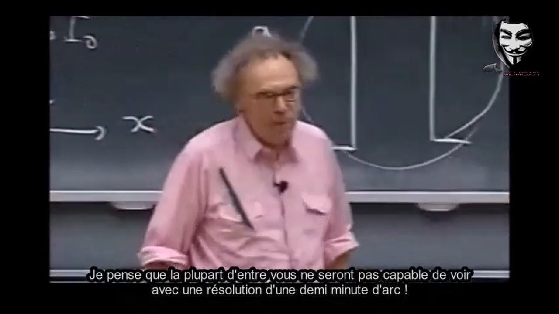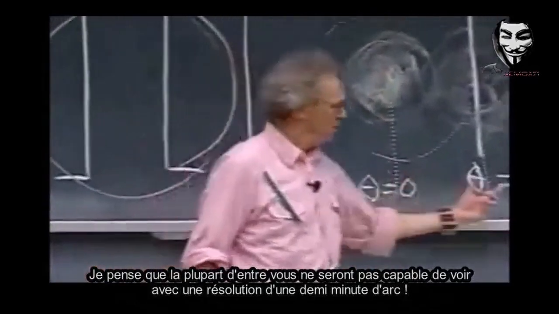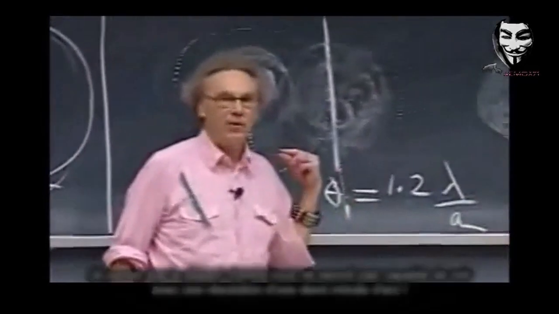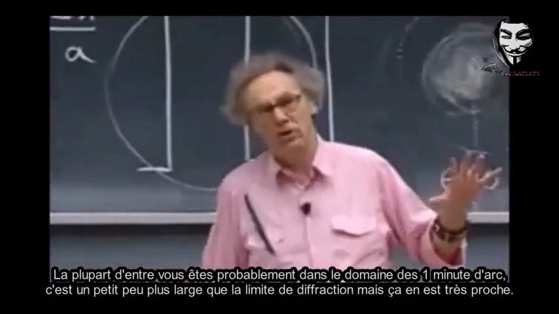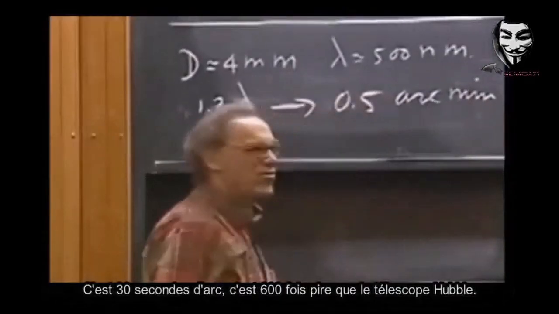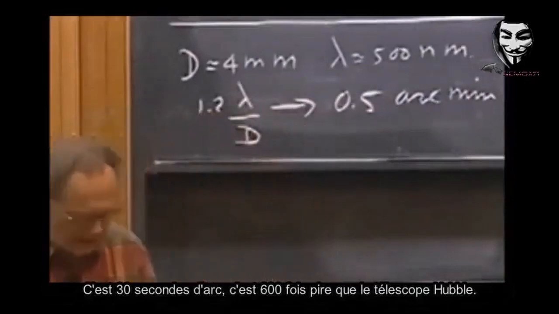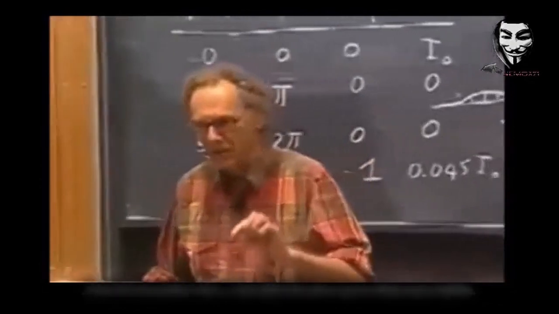I think, though, that most of you will not be able to see with an angular resolution of 1/2 arc minute. Most of you are probably in the domain of 1 arc minute. It's a little larger than diffraction limited, but it's very close to that. That is 30 arc seconds. That is 600 times worse than Hubble Space Telescope.